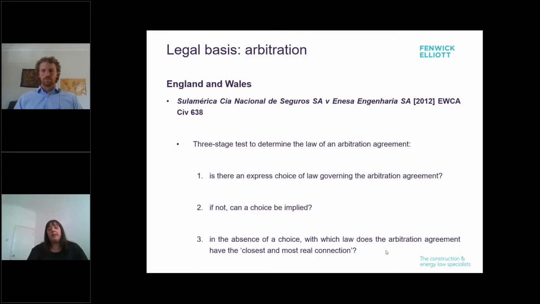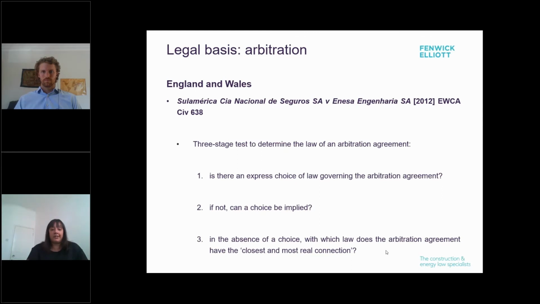The first limb of this test was, is there an express choice of law governing the arbitration agreement in the contract? If the answer to that is yes, then that's where we stop. That law will apply to the arbitration agreement. However, if there isn't an express choice, can a choice be implied? And thirdly, in the absence of a choice, with which law does the arbitration agreement have the closest and most real connection?